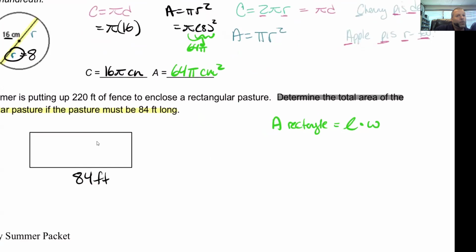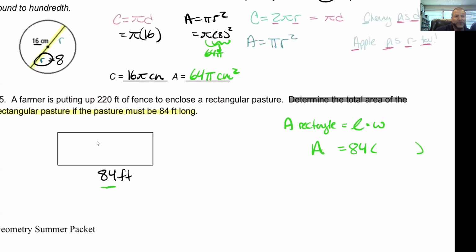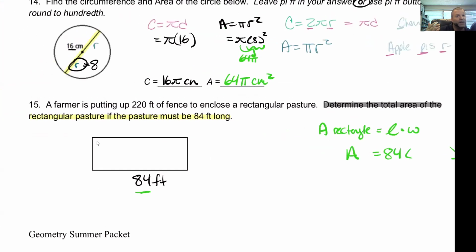So what else do I know? I know the length is 84. So right now it's 84 times whatever this width is going to be. So in order to figure this area out, I have to somehow, some way be able to figure out the width. There has to be some other piece of information that we're given. So in this question, obviously it's this right here. We know that the perimeter, or putting up 220 feet of fence, is going to enclose this pasture.